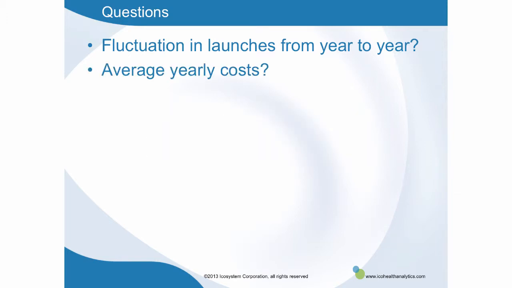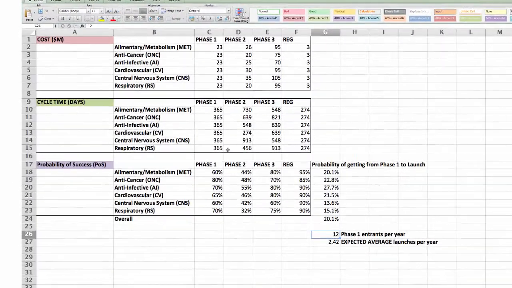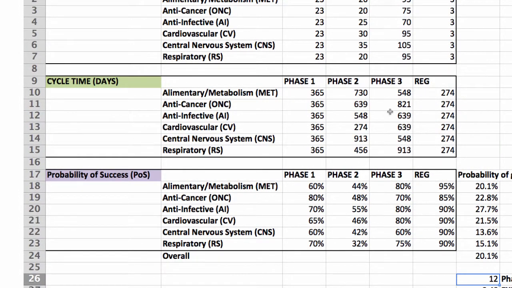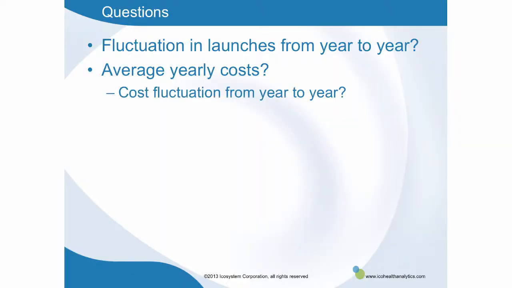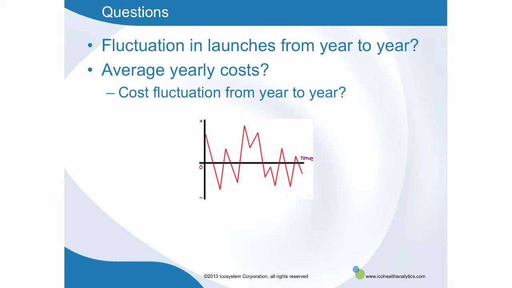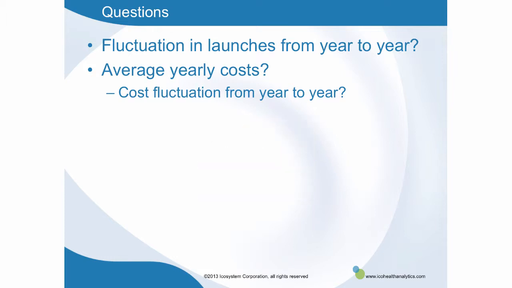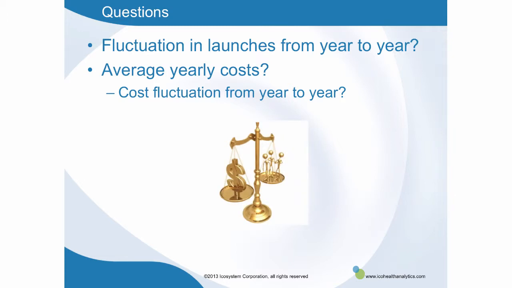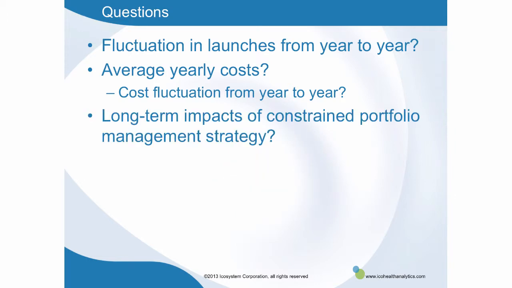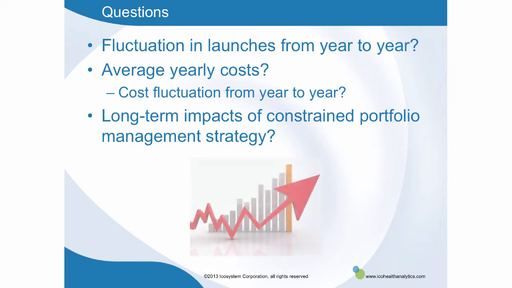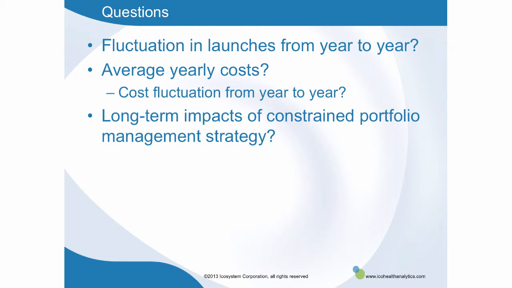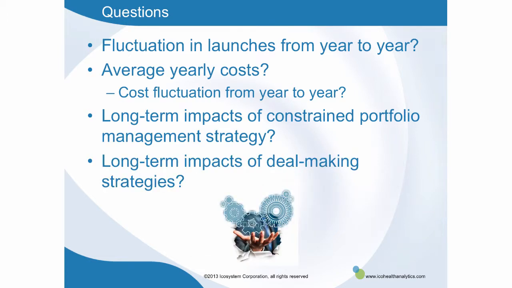Computing average yearly cost is more complicated than launches due to the heterogeneity of cycle times across phases and therapeutic areas. And there is still the question of how much fluctuation around that average there would be from year to year. And if, in fact, some years your budget is not enough to work on all assets and you consistently use some portfolio management process to decide which assets to pursue, how will that process impact your long-term yearly launches profile? What if you were to tweak that process? Could you get more launches with the same amount of money? And what if you were to make some deals and partner some assets? Would that be worth your while?